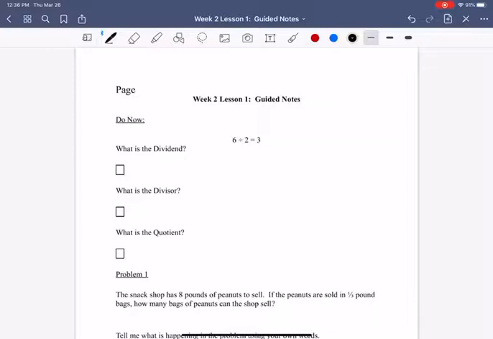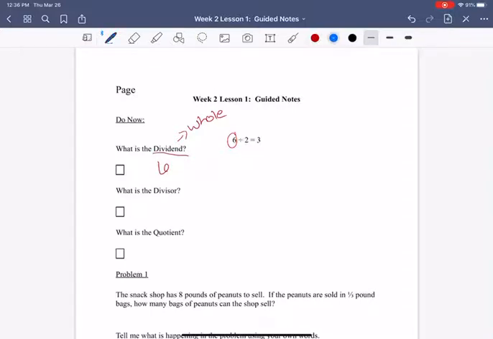So, our do now, we have the division equation, 6 divided by 2 is equal to 3. And we're determining the dividend, divisor, and quotient. So in a division equation, the dividend always represents our first number, and that is our whole, or what is being shared or divided. And in this problem, what is being shared is the number 6.